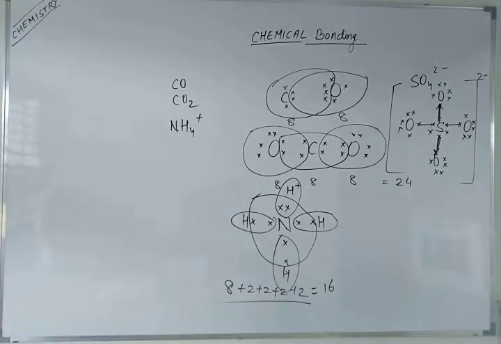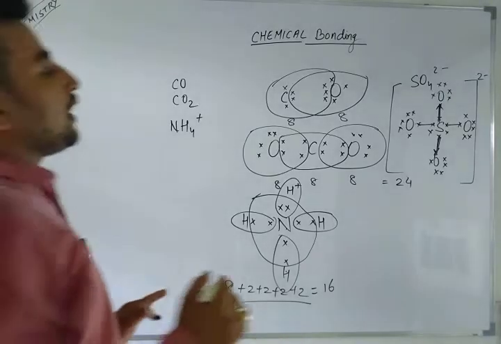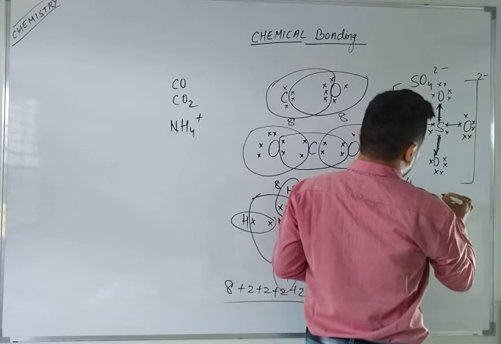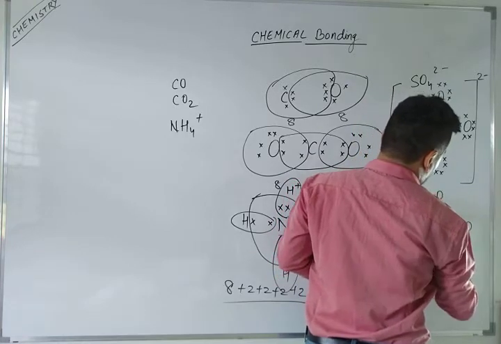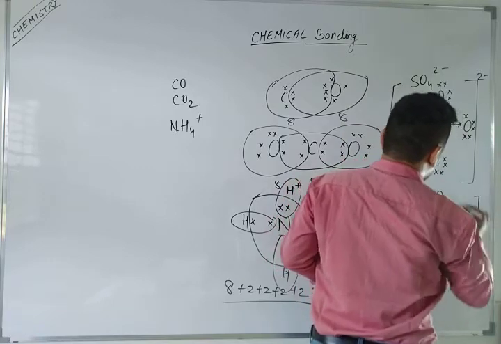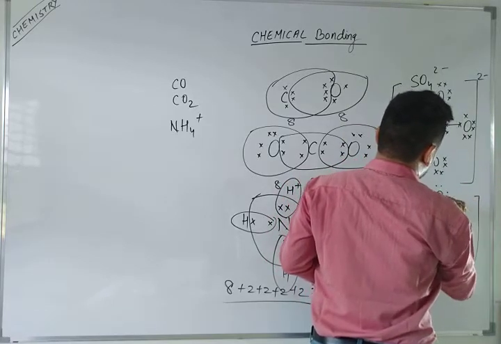So if you want to draw this structure, you will see here each and every element will complete its octet. They will complete its octet. If you just want to show without showing the arrow, then you can directly show here sulfur 1, oxygen, oxygen, oxygen, oxygen. These 4 oxygens are there. You can show the valence electrons.